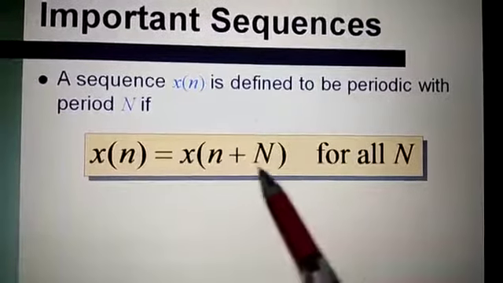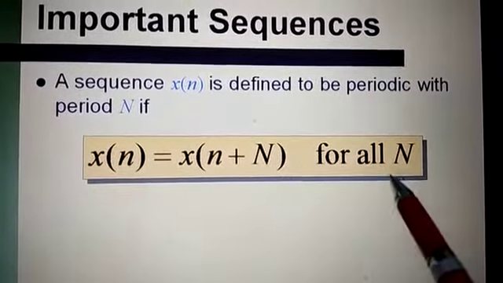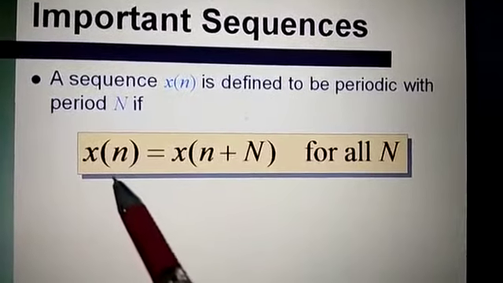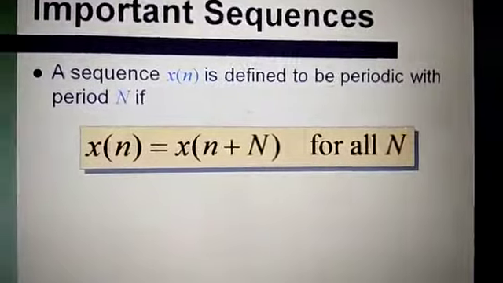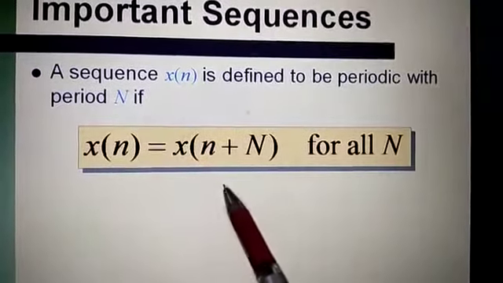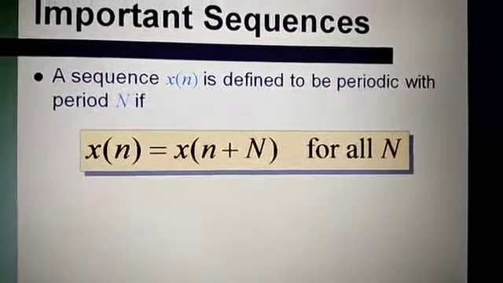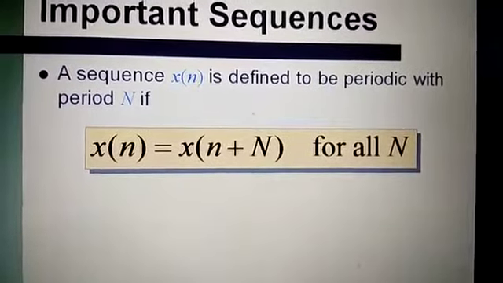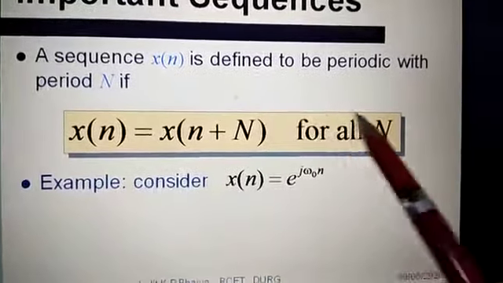After every 8 samples, the same signal you will obtain here. X of n is equal to x of n plus N. That means if I consider capital N is equal to 8, after every 8 samples, you will get this original signal. So this is called the periodicity. In terms of time domain, you can write x of t is equal to x of t plus capital T, where capital T is the period in case of the time domain. So this type of signal can be a periodic signal.